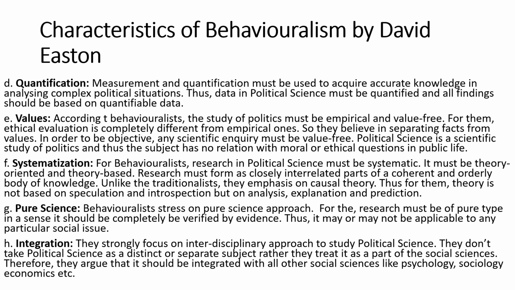Number 7, pure science. Behavioral thinkers stress on pure science approach. For them, research must be of pure type. In a sense, it should be completely verified by evidence. Thus, it may or may not be applicable to any particular social issue.